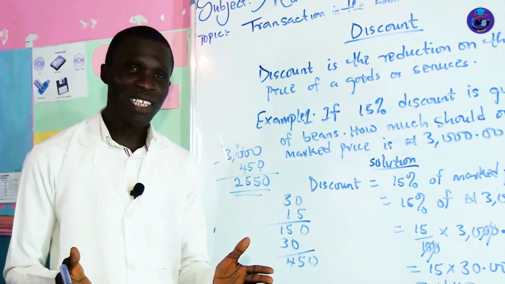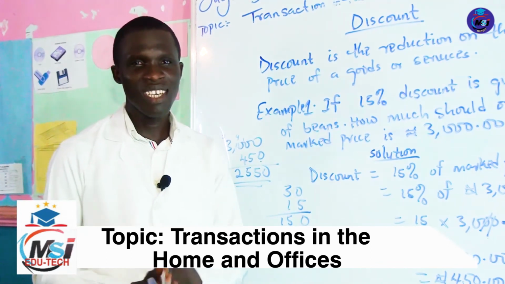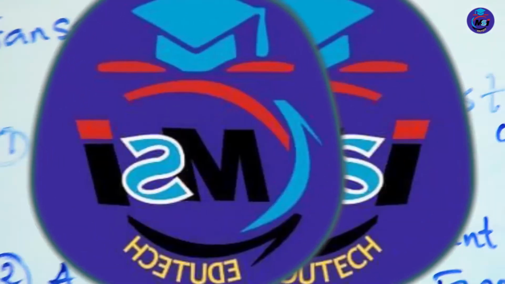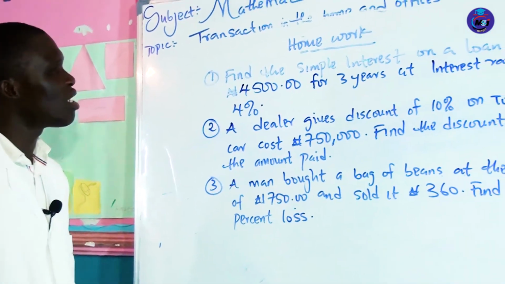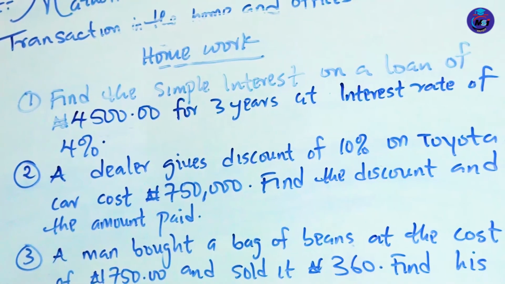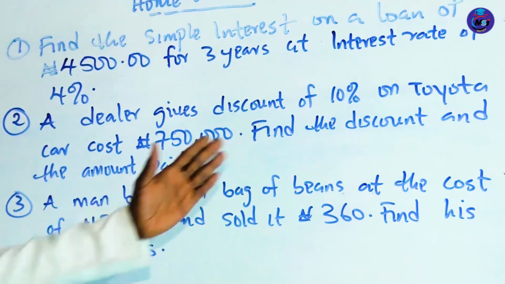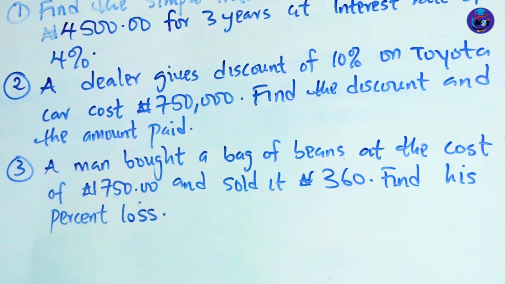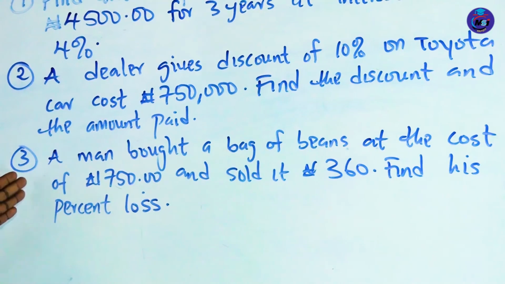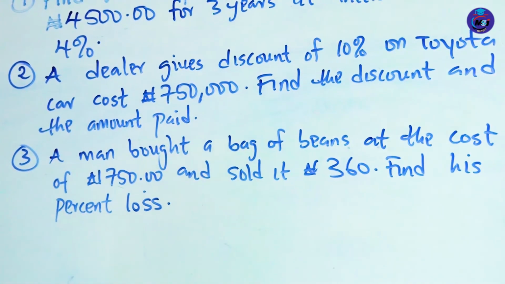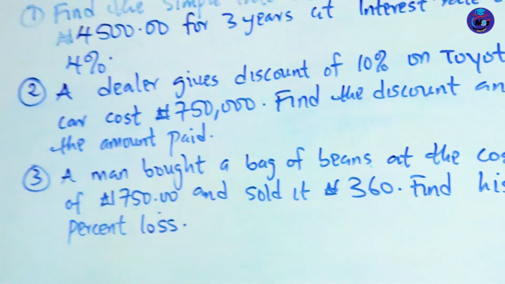Before we round up this class, as usual, I must give you something that will keep you busy at home until we meet next class. This is homework for you. Number 1, find the simple interest on a loan of 4,500 for 3 years at interest rate of 4%. Number 2, a dealer gives a discount of 10% on a Toyota car that costs 750,000 naira. Find the discount and the amount paid. The last question, a man bought a bag of beans at the cost of 750 naira and sold it for 360 naira. Find his percent loss.